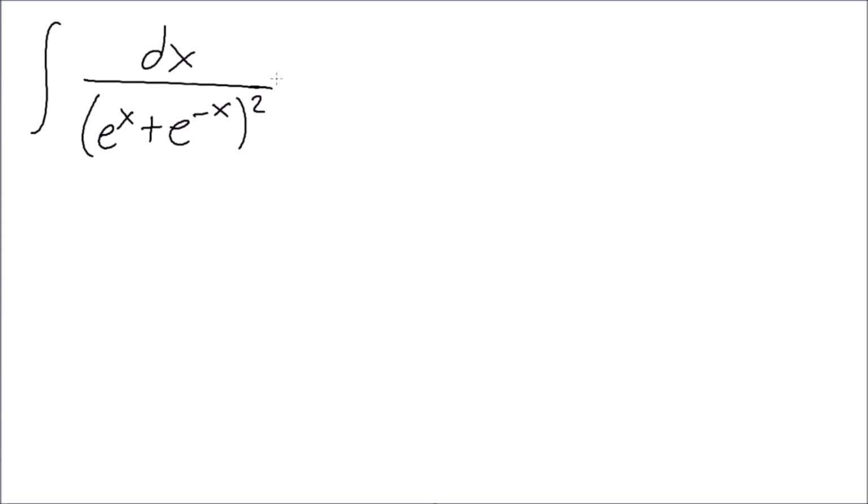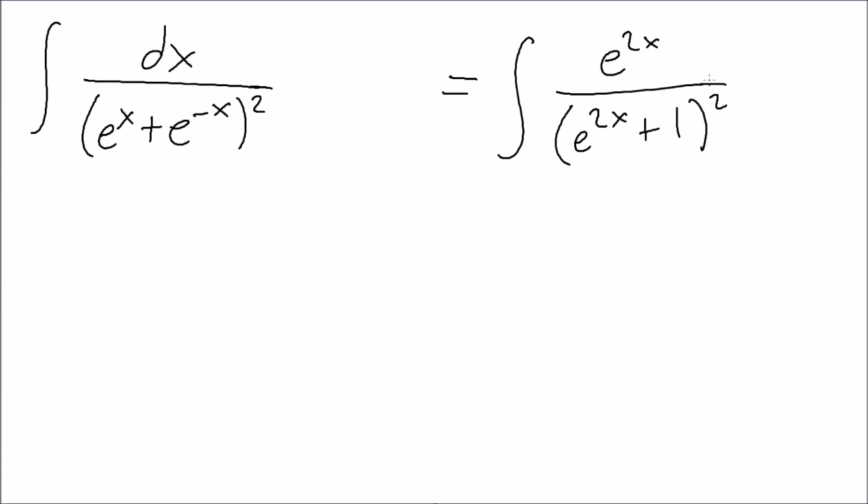Ooh, what do we do here? This doesn't look like hyperbolic trig at all. But technically, you can use hyperbolic trig. I mean, if you try to do it algebraically, right? You can do it algebraically. You would just do like what? e to the 2x, and then you get e to the 2x plus 1 squared, right?